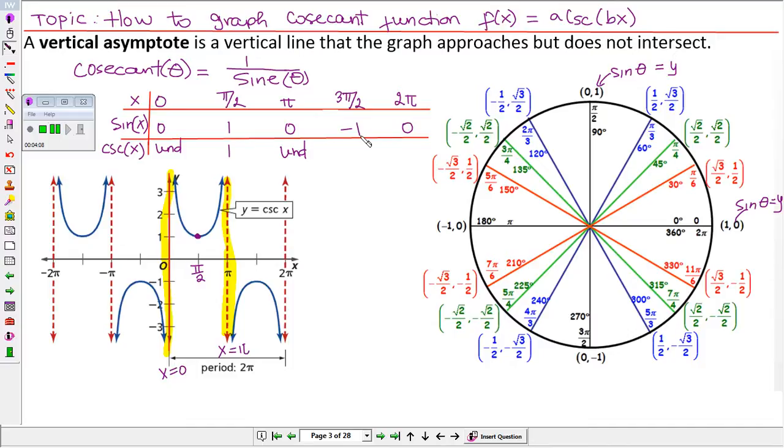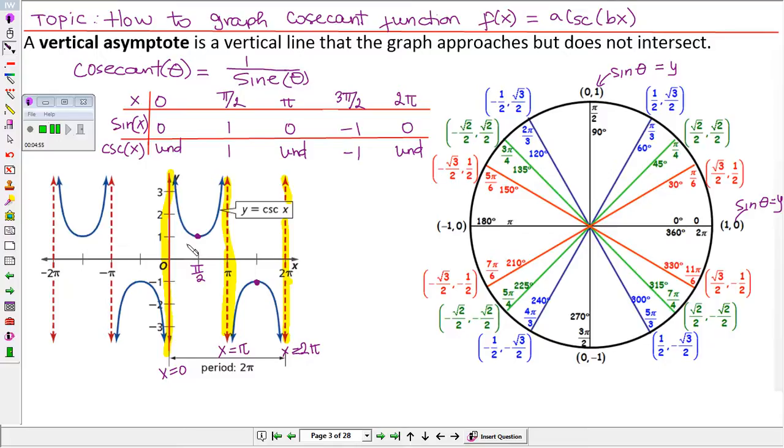Negative 1. Cosecant again is the reciprocal of sine. So 1 divided by -1 is -1. So this will be the point right here, 3 pi over 2 comma -1. And 2 pi will be undefined because it is 1 divided by 0. You cannot have 0 in your denominator. So now there we are. Since the sine function has 3 x-intercepts, those 3 x-intercepts become 3 vertical asymptotes for the cosecant function. So here we are.